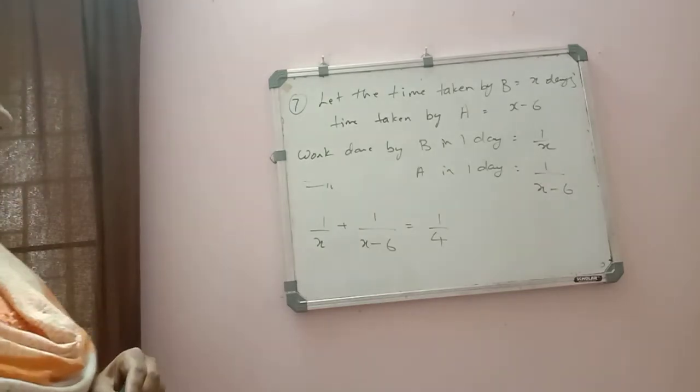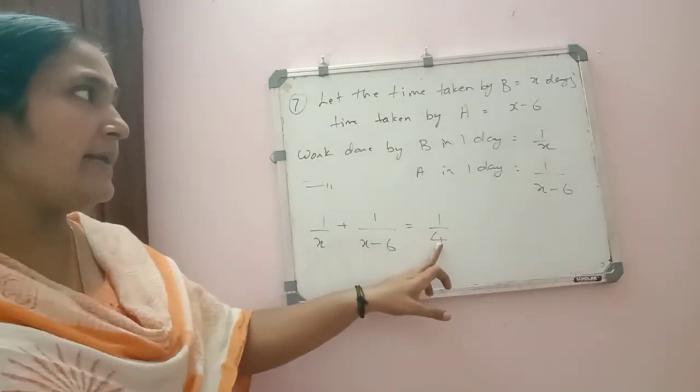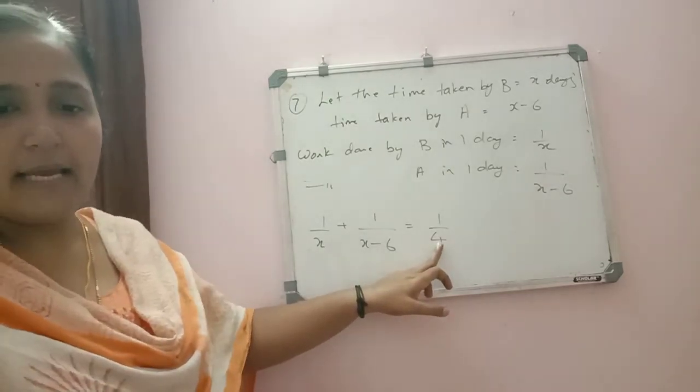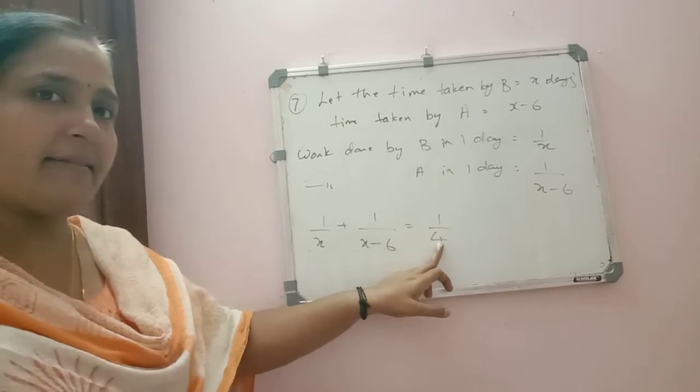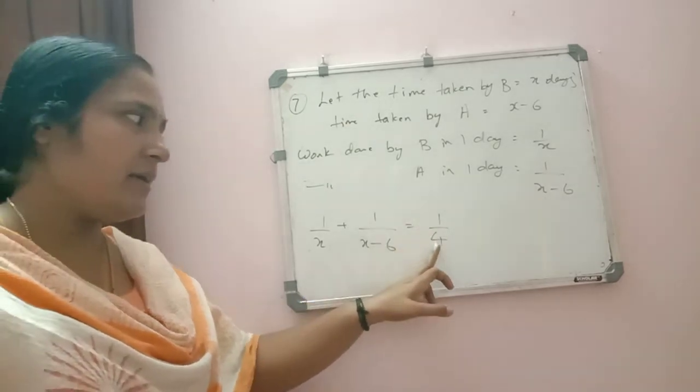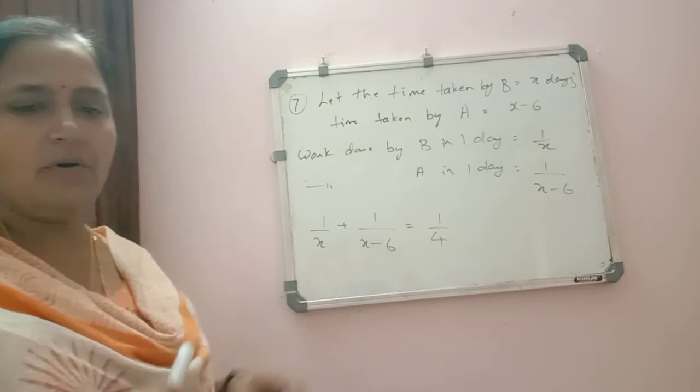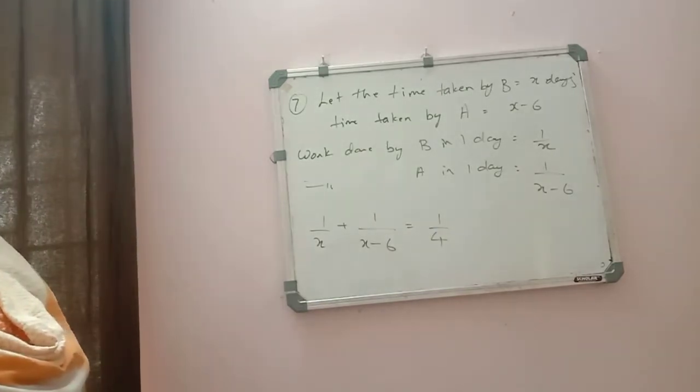Here most of the students make a mistake. They are writing 4 here. But 4 is the time taken to complete the work, so work done in 1 day will be equal to 1 by 4.